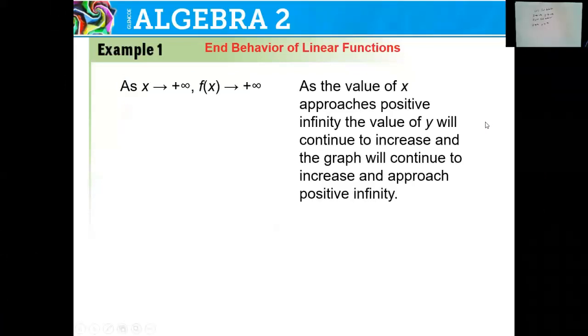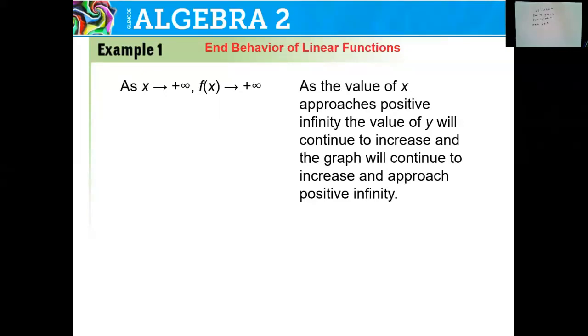So as x goes towards positive infinity, f of x goes towards positive infinity. They use function notation. I abbreviated it with a y. That's going to be fine. You would want to express your answers in function notation. I just use y because I omitted it. So as the value of x approaches positive infinity, the value of y will continue to increase and the graph will continue to increase and approach positive infinity.